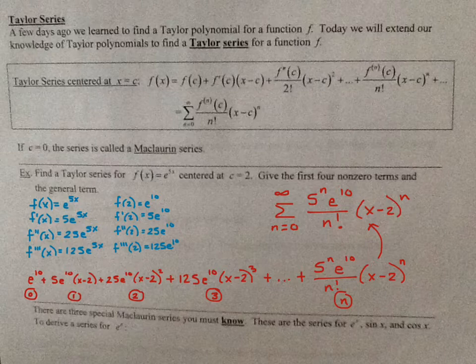A Taylor series is just a Taylor polynomial that goes to infinity. And don't forget, a Maclaurin series is just a Taylor series centered at 0.